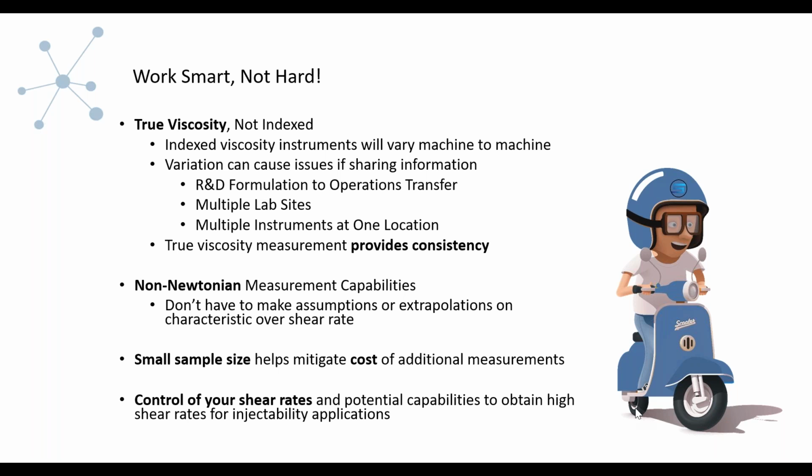precisely control shear rates. With other systems, you may have to make assumptions or extrapolate. We also have the ability to mitigate costs with very small sample volumes with the m-VROC 50 microliters minimum, with the Initium 26 microliters minimum. And finally, with the ability to control shear rates, you can use this to model injectability applications, injection force studies, so you can really fully characterize your sample.